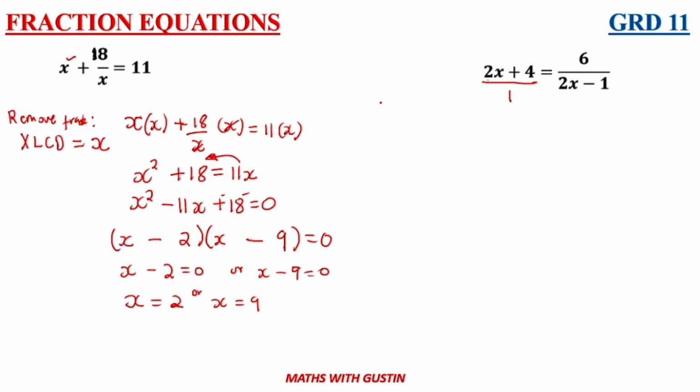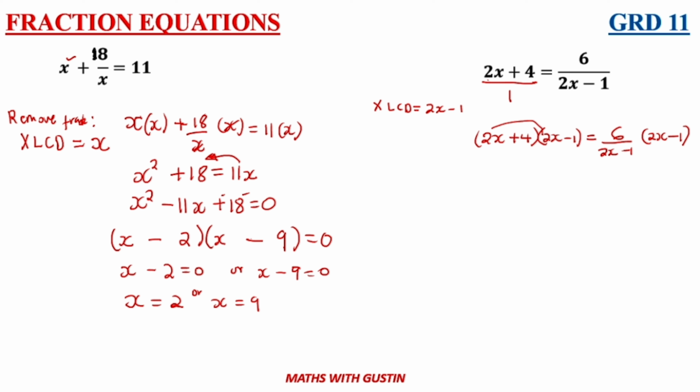Everything else should be multiplied by the LCD, and in this case our LCD is 2x minus 1. So let's multiply everything by the LCD. It's going to be 2x plus 4 multiplied by 2x minus 1, equals 6 all over 2x minus 1, also multiplied by the LCD. Now you've got a binomial.